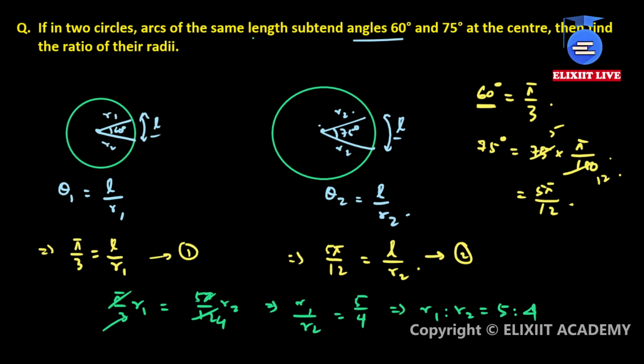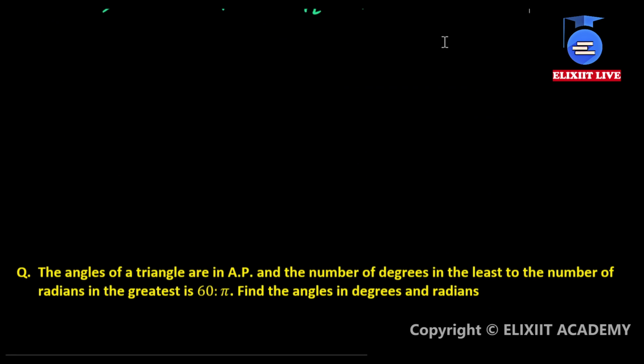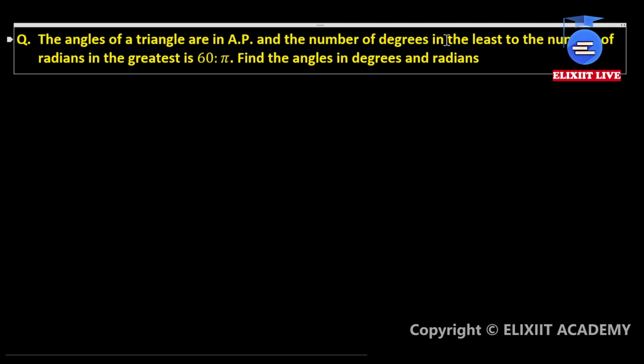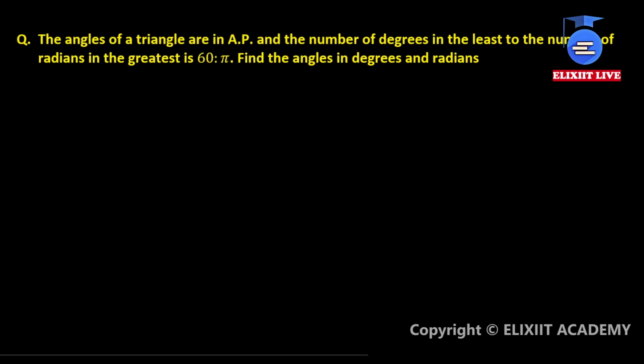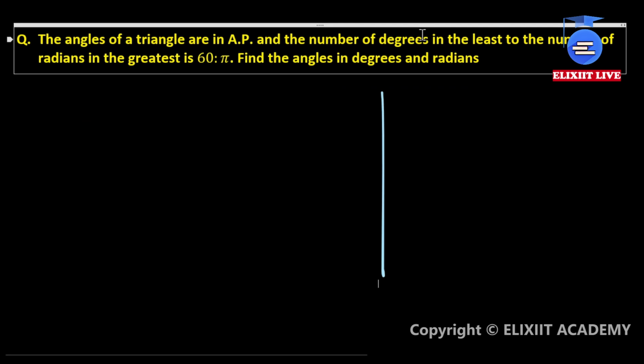Chalo, next one. You will try. The angles of a triangle are in AP. Acha, chalo. AP they have mentioned. First of all, understand some certain things regarding AP. The angles of a triangle are in AP. Means three angles. You have three angles in a triangle. Obviously, they are in AP.